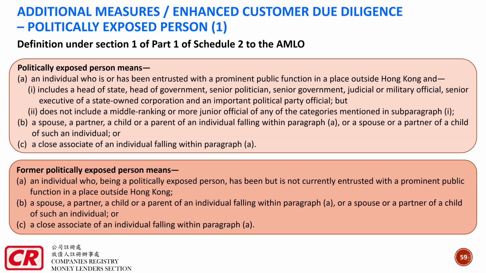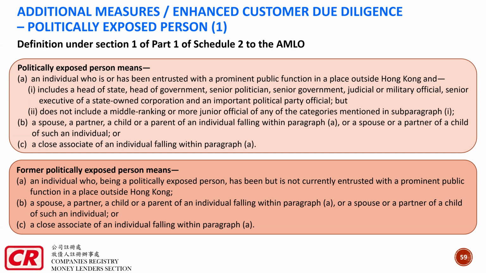Another scenario is where the customer or the beneficial owner is a politically exposed person. The definition for PEP has been set out in AMLO. Let's take a look. A politically exposed person means an individual who is or has been entrusted with a prominent public function in a place outside Hong Kong. This includes a head of state, head of government, senior politician, senior government, judicial or military official, senior executive of a state-owned corporation, and an important political party official, but does not include some middle-ranking or more junior officials. It also includes the spouse, partner, child, or a parent of such PEP, or a spouse or partner of the child of the PEP. It also includes a close associate of the PEP.